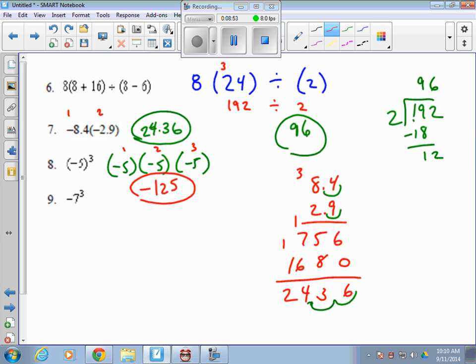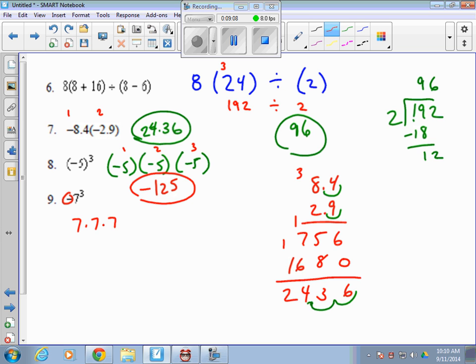The difference between number 8 and number 9 is the parentheses. You're not cubing negative 7 to the 3rd power. You're only cubing 7. 7 times 7 times 7. And then that negative is going to be out front. It's going to come down.